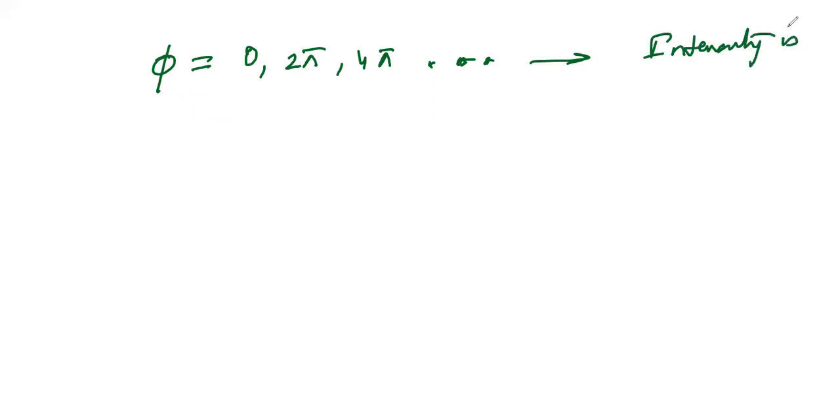So you can write over here, children, that you can see from here that when phi is equal to 0, phi equals 2 pi, phi equals 4 pi, at that time the intensity is maximum.